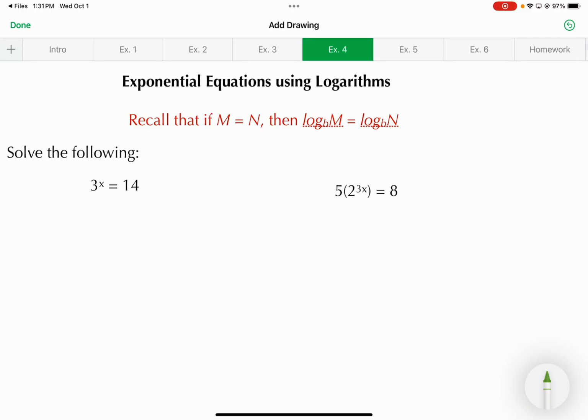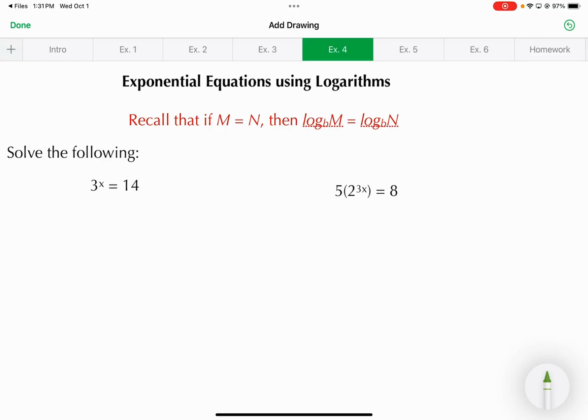So let's talk about solving exponential equations in that case. So recall, and we kind of talked about this already, if m equals n, then log base b of m equals log base b of n. Meaning, if I have two things equal to each other, I can take log of both sides of that equation. So we can use that when we want to solve exponential equations. I can't drive this point home hard enough. If you have an exponential equation, it is likely that you will use a logarithm to solve it. If you have a logarithmic equation, it is likely that you will use an exponential to solve it because those are inverses of each other.